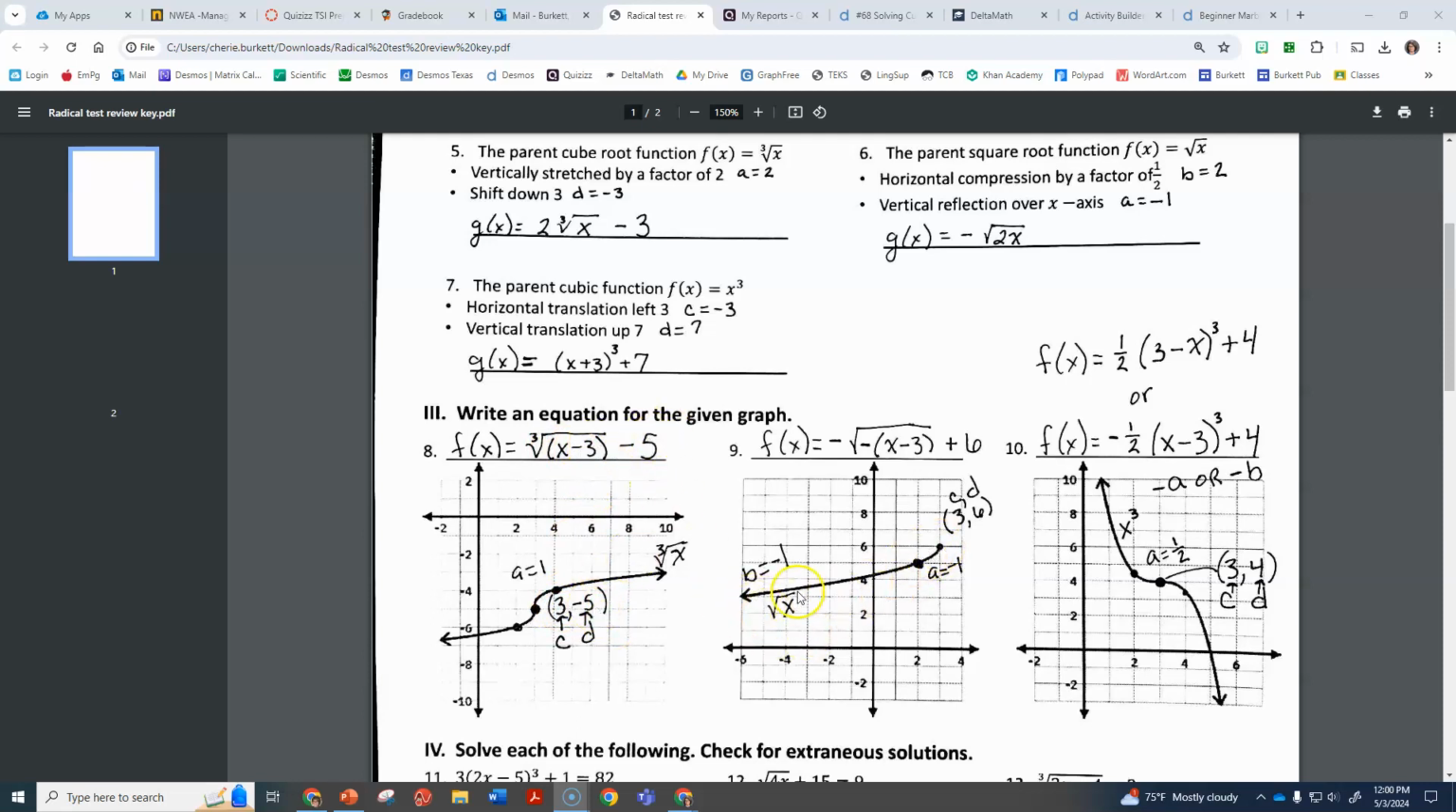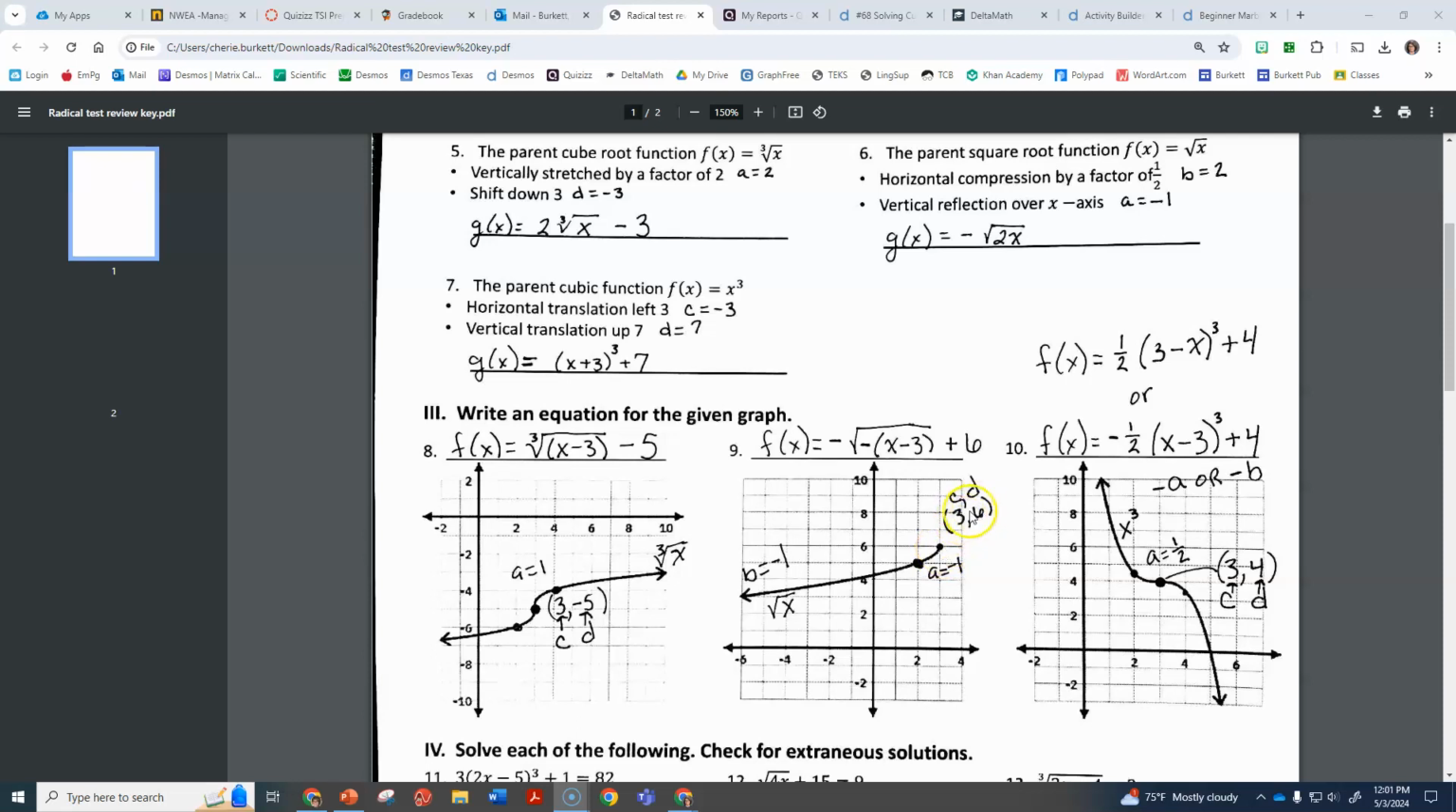Here I notice that it is a square root function. And instead of going up and to the right, it's now going down and to the left. So that means both A and B are negative. I've reflected it twice. I reflected it vertically. That made it go down, and then I reflected it to the left. That made the B value be negative.